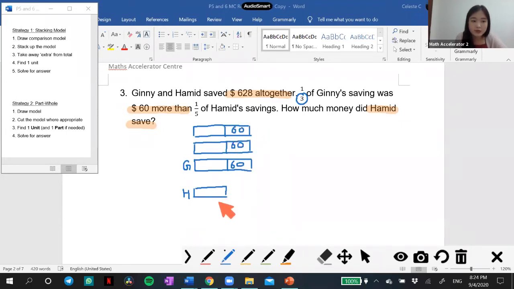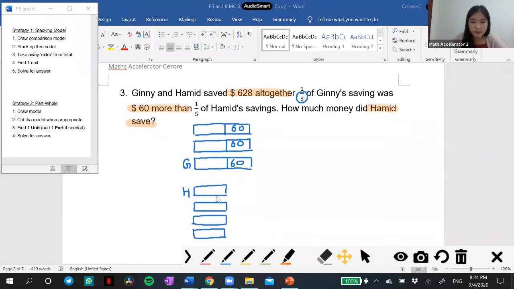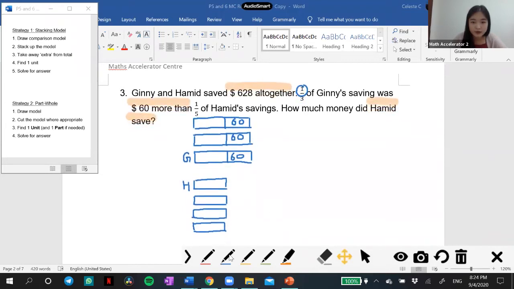How about for Hamid? Right, this is only 1/5. So add 4 more. This will be 2/5, 3/5, 4/5. Okay, let me shift it up a bit. And 5 out of 5, 1 whole. So this is everything that Hamid has. And in total, right, $628.